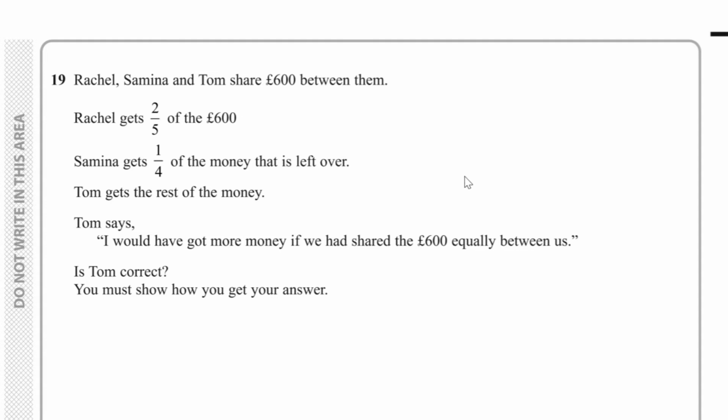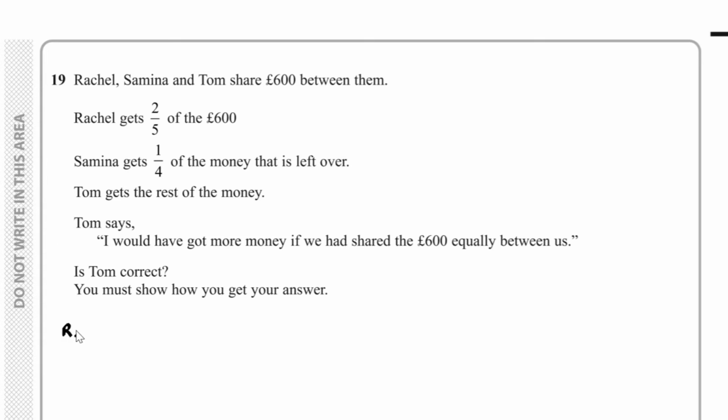Question number 19. Rachel, Samina and Tom share £600 between them. Rachel gets 2/5 of the £600. Samina gets a quarter of the money that is left over. Tom gets the rest of the money. Tom says, I would have got more money if we had shared the £600 equally between us. Is Tom correct? Well, what we need to do is find out how much Rachel gets and how much Samina gets and how much Tom gets.